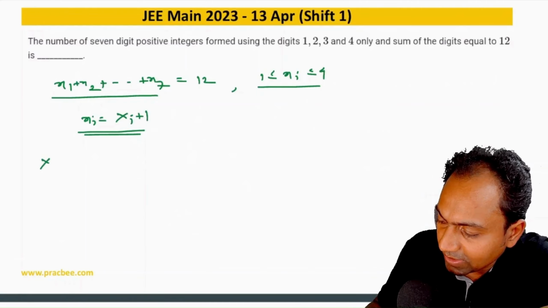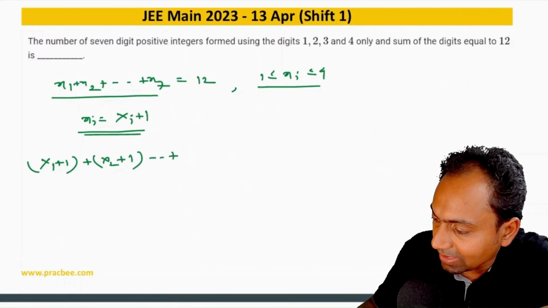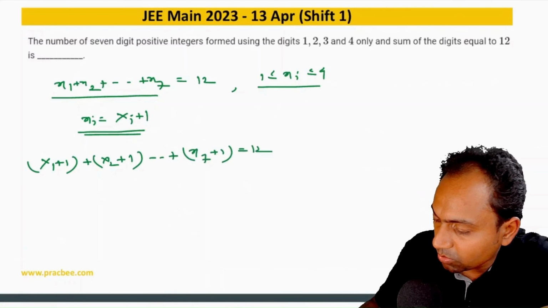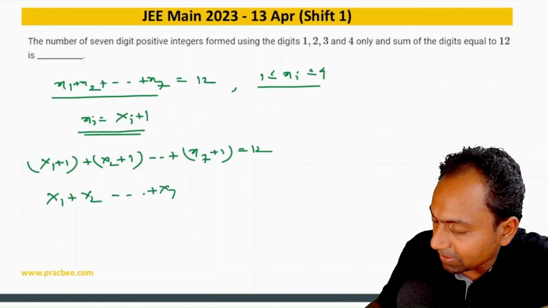So in place of x1, I can put capital X1 plus 1. In place of x2, capital X2 plus 1. Like this, I can go till x7, capital X7 plus 1 is equal to 12. So the value of capital X1 plus capital X2 till capital X7 will be equal to nothing but 5.